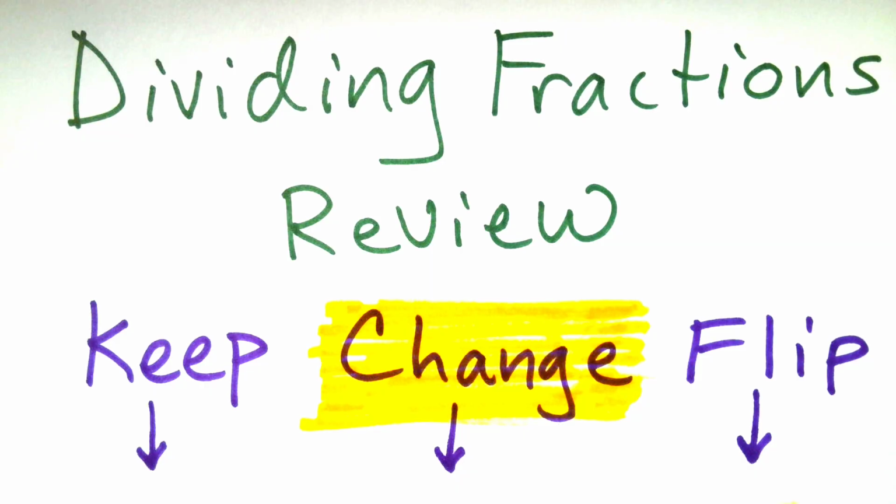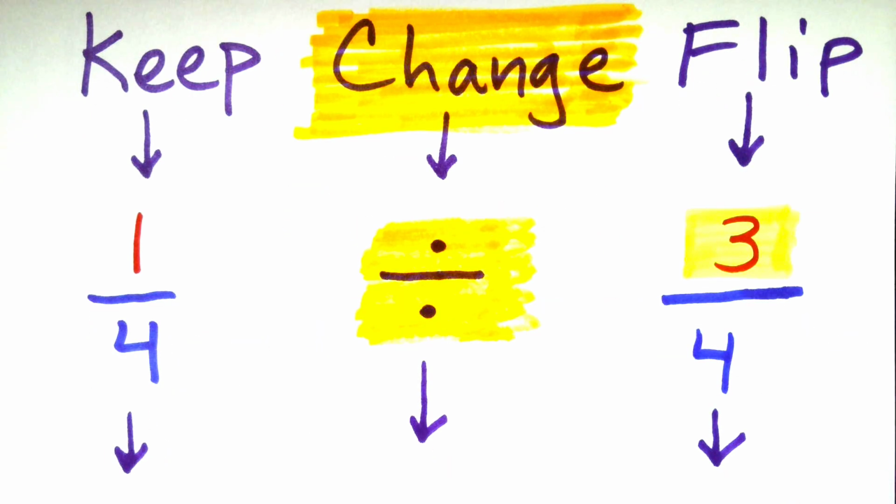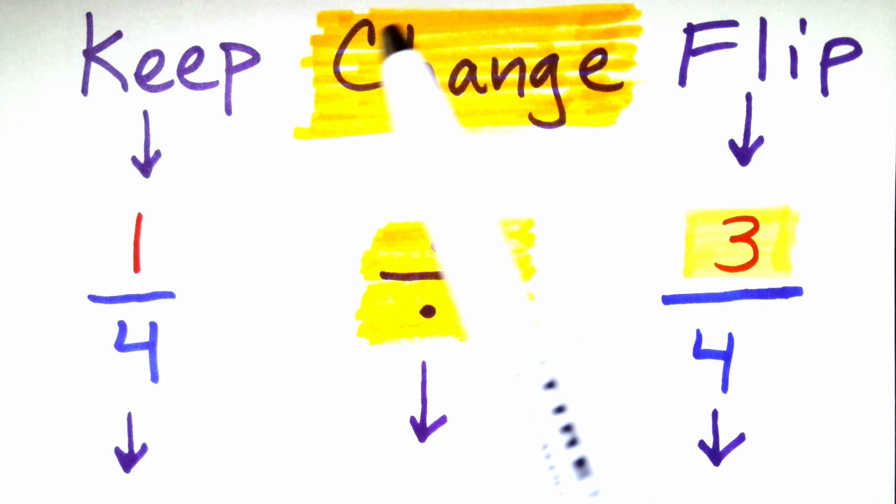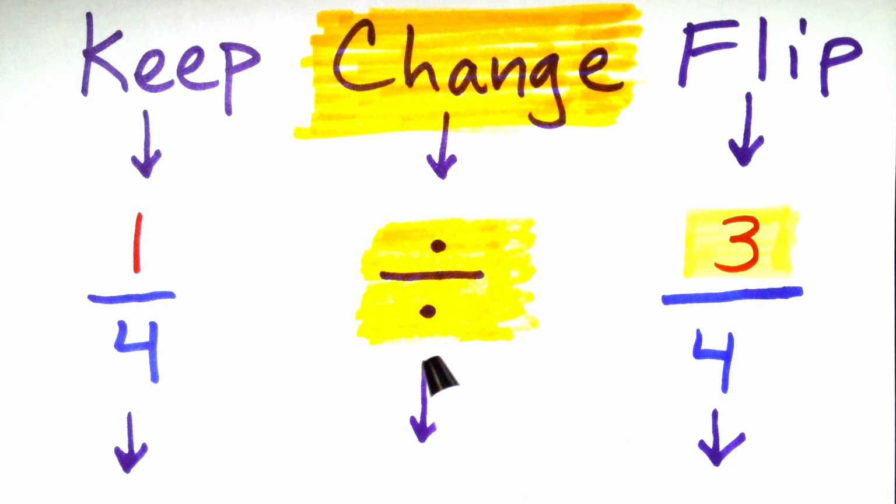In this part 65 video, I like to do a quick review of rules associated with dividing fractions, right? So when we divide fractions, remember it's a keep, change, flip. Keep, change, flip. Okay, we're going to keep the first fraction the same, 1/4, right? We're going to change division into multiplication, and then we can flip this next fraction. 3 will be on the bottom, and then 4 will be on the top of the fraction.